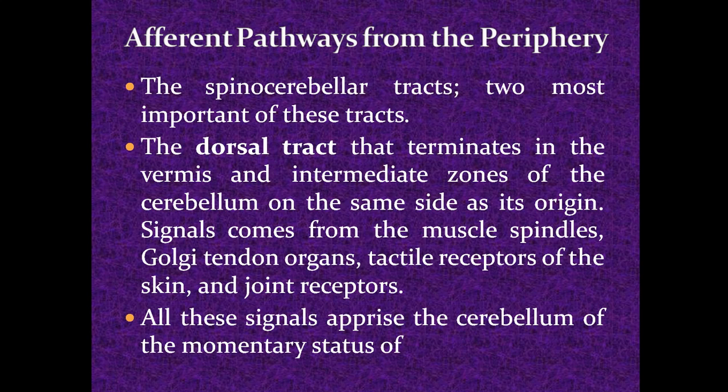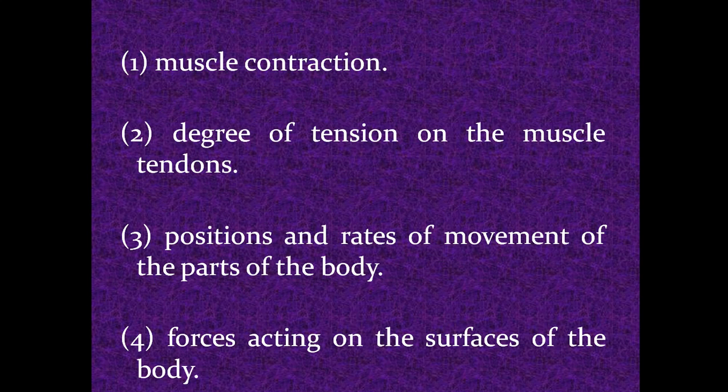Also we have the spinocerebellar tracts, dorsal spinocerebellar and ventral spinocerebellar tract. The dorsal tract terminates in the vermis and the intermediate zones of the cerebellum on the same side of its origin. Signals come from the muscle spindle, Golgi tendon, tactile receptors of the skin, and joint receptors, so it is mainly concerned with proprioception. All these signals apprise the cerebellum of the momentary status of muscle contraction, degree of tension on muscle tendons, position and rates of movement of parts of the body, and forces acting on the surface of the body.